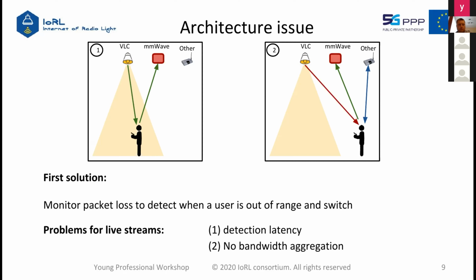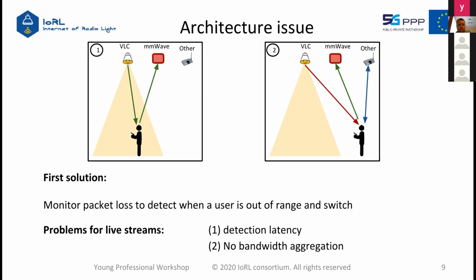It can be done, for example, by monitoring the packet loss to detect when a user is out of range and switch. But it raises some questions, and it may not be optimal for every scenario of a live stream, because according to the selected threshold to detect the packet loss, the system may need a few seconds to detect that a network modification is needed. And in this situation, the live stream may be interrupted.